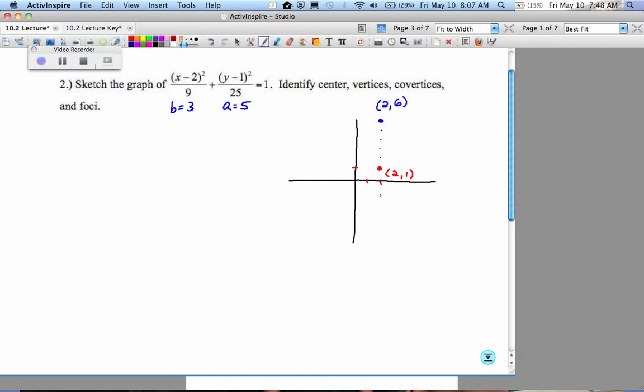Now if I go down 1, 2, 3, 4, 5, where are we at for this vertex? 2, negative 4. Under your X is a 3. So I go 1, 2, 3 to the left. I'm subtracting that distance from the X value. So that's going to be negative 1, 1. And I go 1, 2, 3 to the right. That's 5, 1.